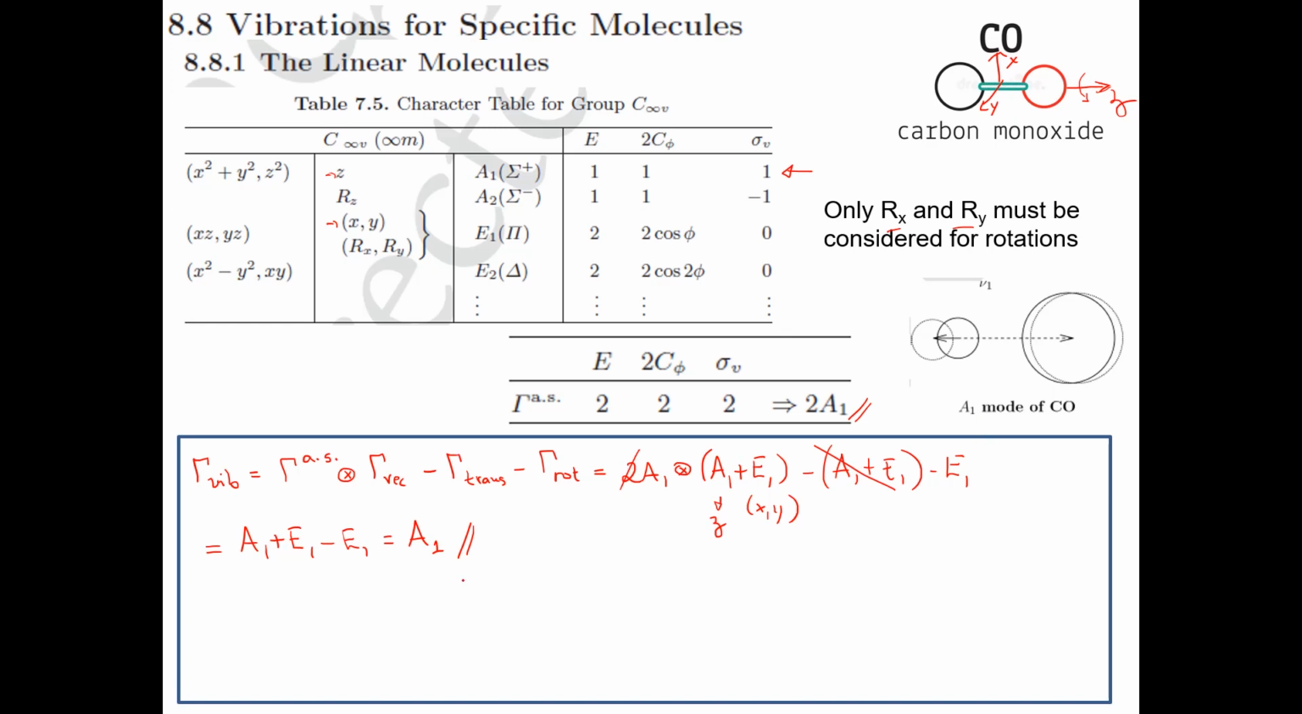But let's see if this mode is active for infrared and Raman. And you can see it is, right? Because you see the basis function Z here means that this is infrared active, for polarization along Z. And it's also Raman active because you see the quadratic functions here, x squared, y squared, z squared. So this is also Raman active for parallel polarizations of the incident and scattered fields.